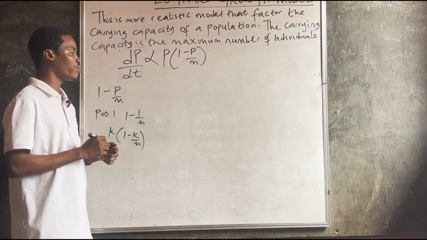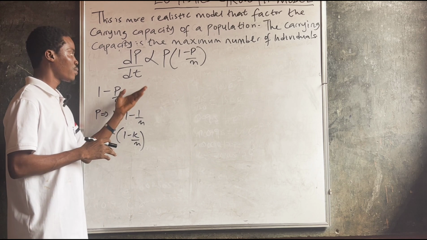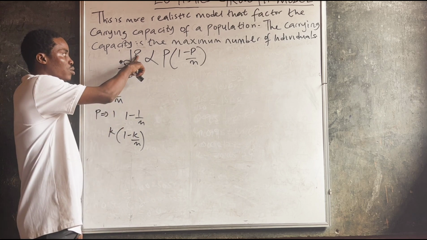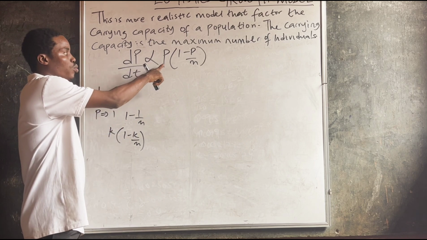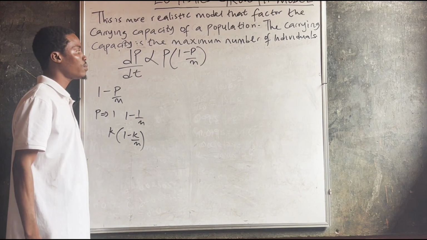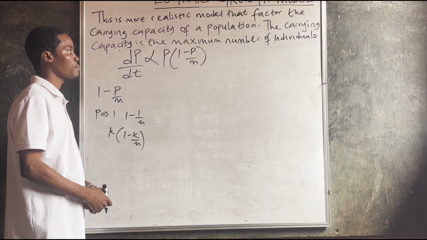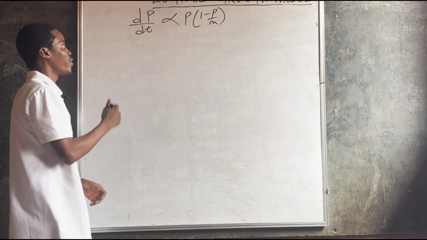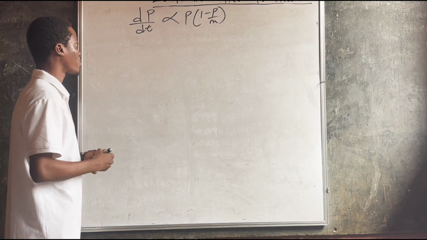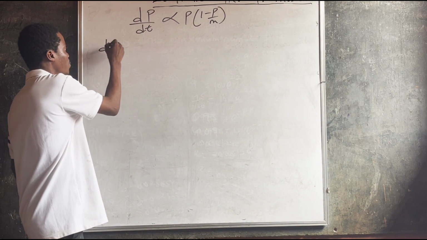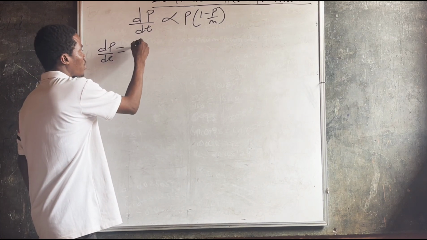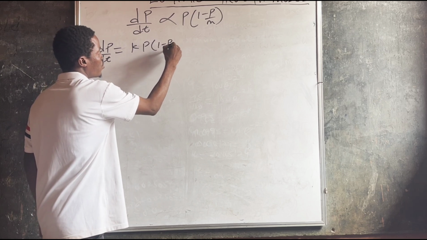So how can we now solve this? This is in the form of a differential equation. Remember, the rate of change of population is directly proportional to P times (1 minus P over M). So dP over dt is directly proportional to the population and the resources limitation. In this case, we are going to have dP over dt is equal to kP(1 minus P over M).